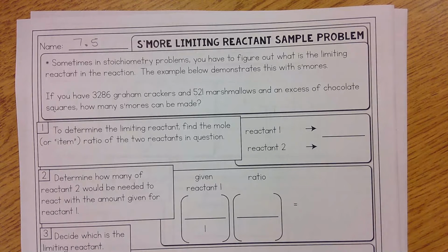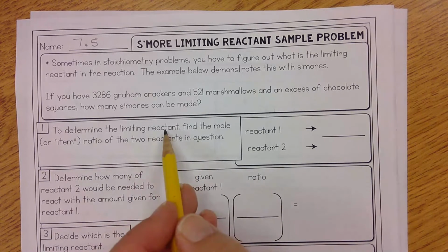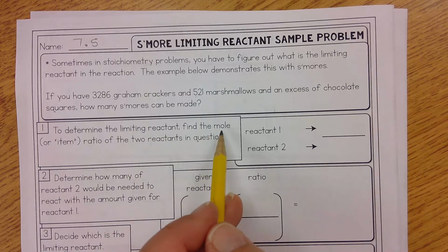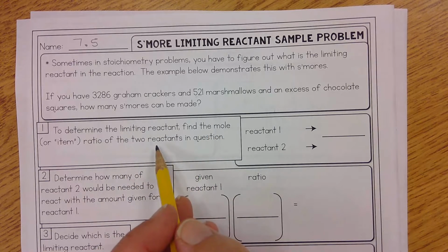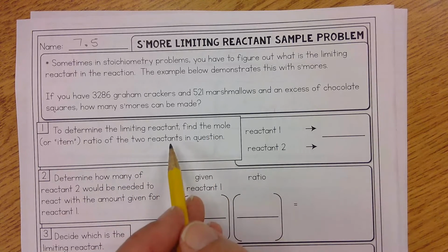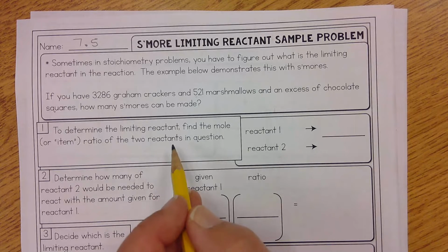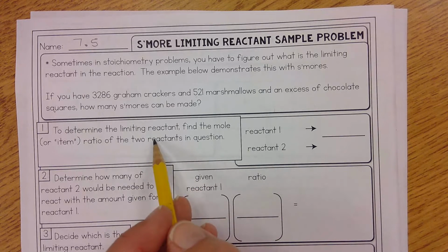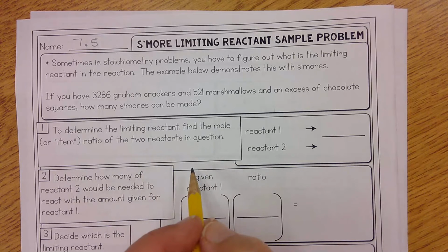So the first thing we do to determine what's going to limit us is we find the mole ratio of the two reactants in question. So our two ingredients, reactants, that's the same thing as ingredients. We need to find the ratio between those two things.